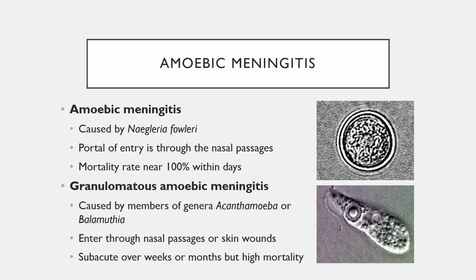So unlike standard amoebic meningitis, which develops over days to a near 100% mortality rate, granulomatous amoebic meningitis develops over weeks or months, but has an equally high mortality rate.